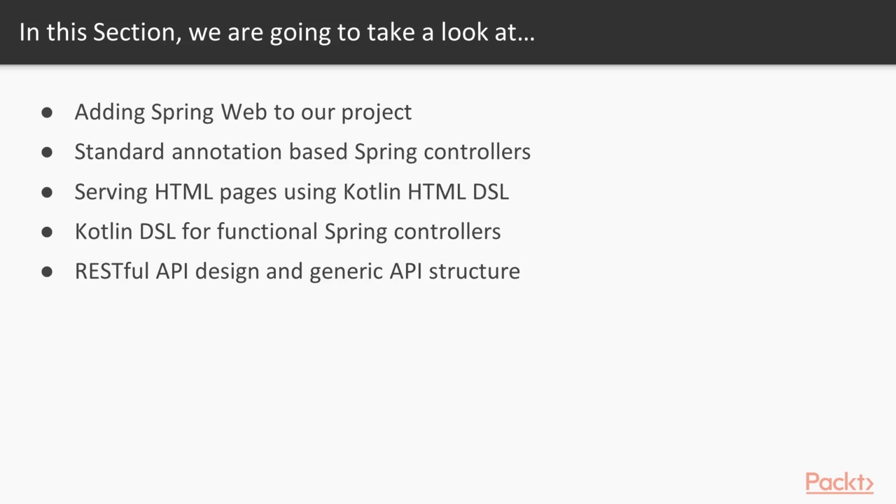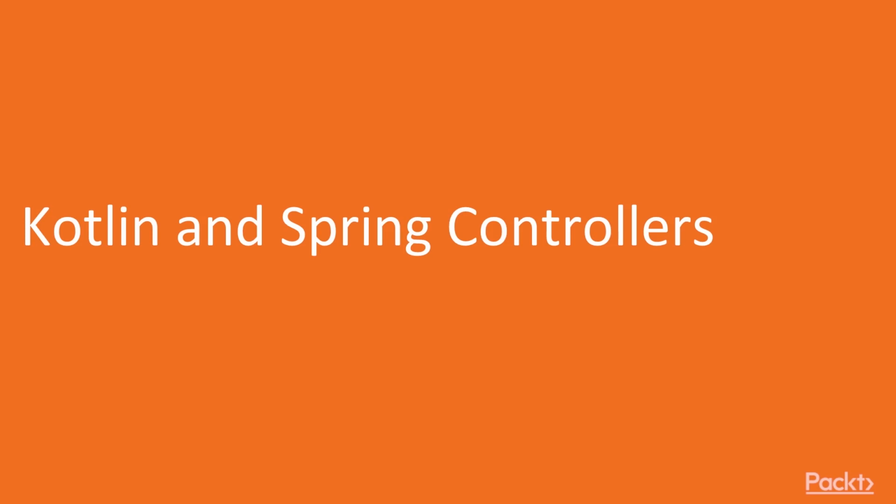We'll add Spring Web to our project and create a few standard annotation based Spring controllers. We'll also serve HTML pages using the Kotlin HTML DSL. And we'll refactor our controllers to be functional Spring controllers that use the new Kotlin DSL that was added to Spring 5. Finally, we'll discuss a little bit about RESTful API design and if we are able to create the generic API structure. In this video, we'll be talking about Kotlin and Spring controllers.